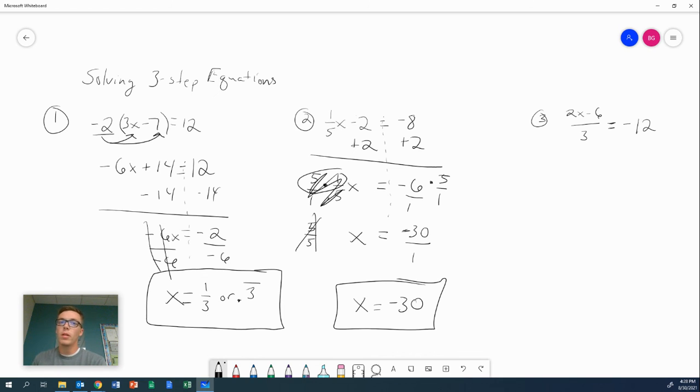Now you can always put it back in the equation to check, to help make sure you got your answer correct. Okay, one more here, number 3. This one's got a fraction the whole beginning. This is one of those 3 steps that can be ugly.